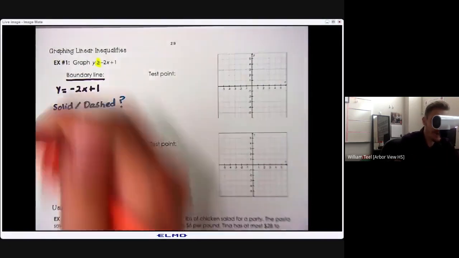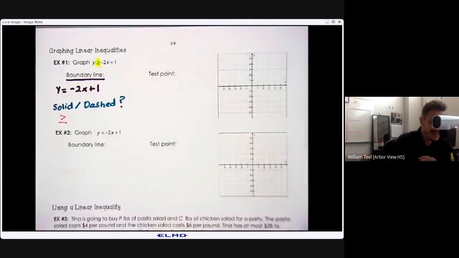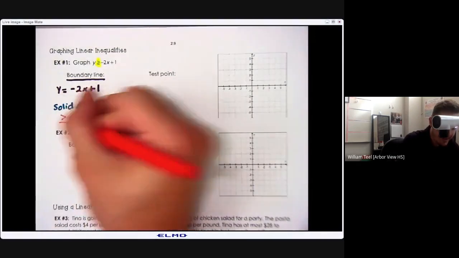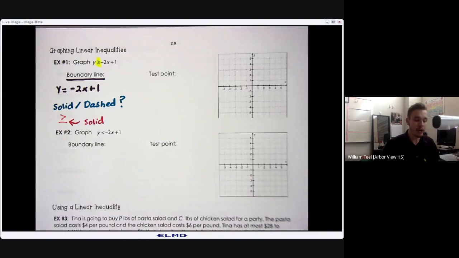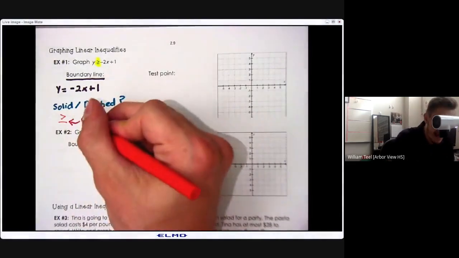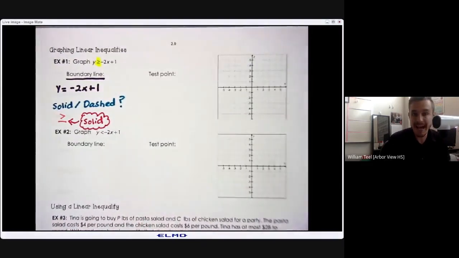So if I have greater than or equal to, this little line beneath is going to tell me I am going to use a solid line. So now I know once I graph this, I'm going to connect the dots with a solid line, and I am good to go. It's very important to determine, because if you don't put the correct type of line, you will not get the correct answer.